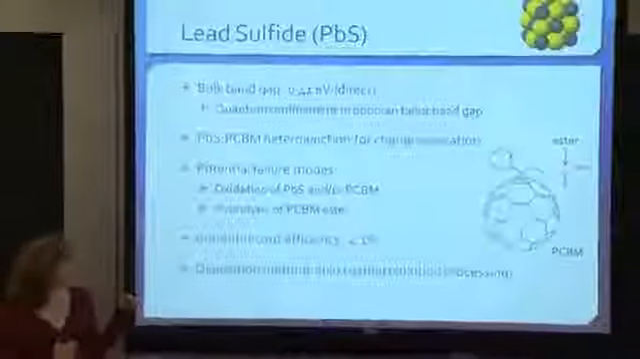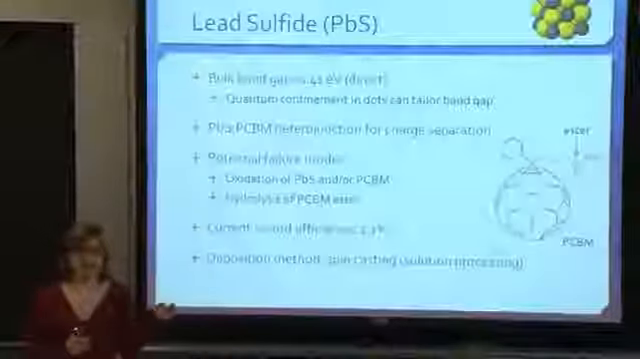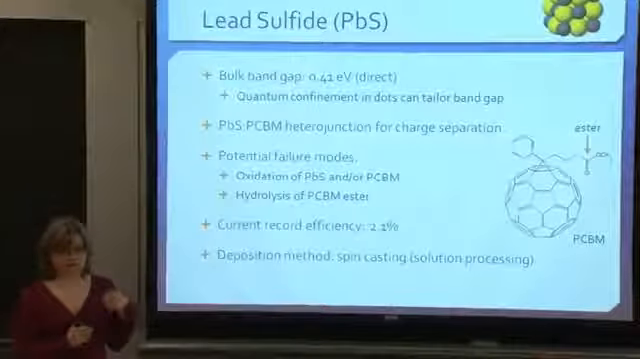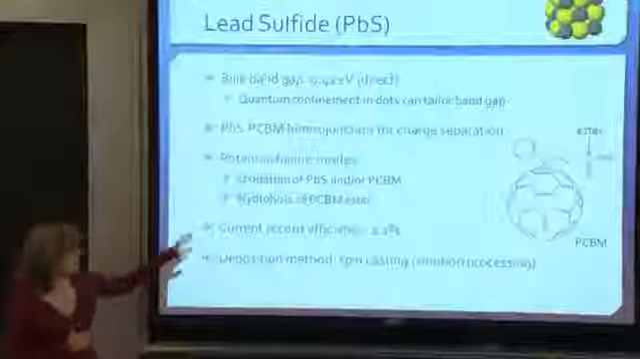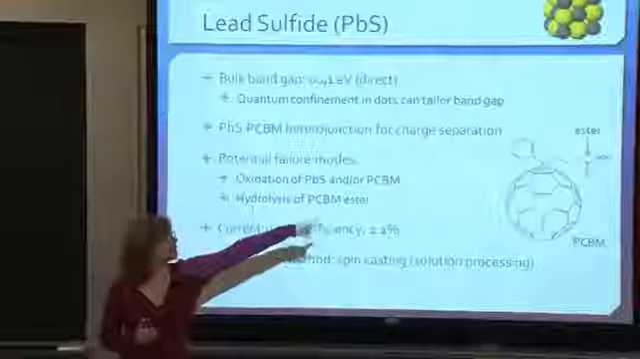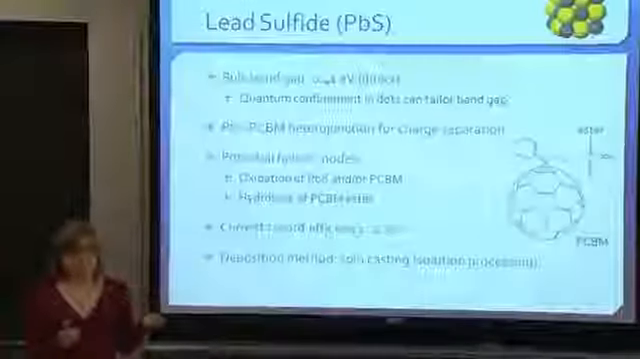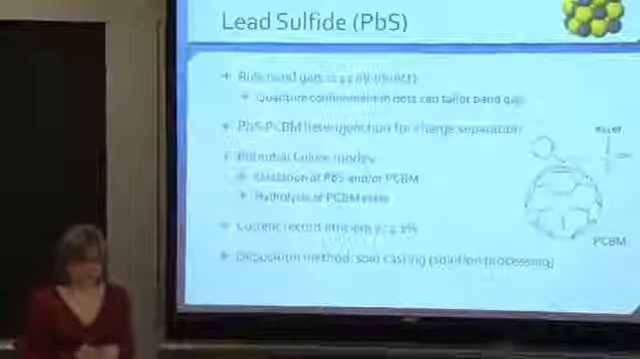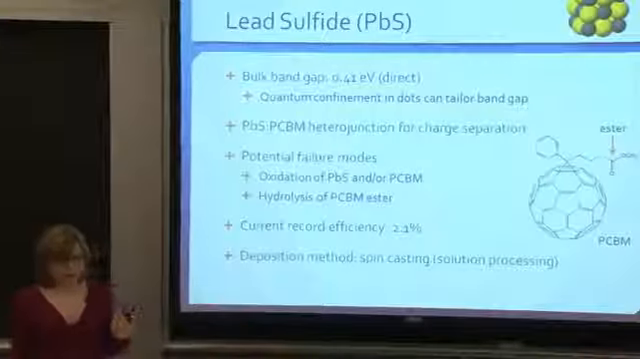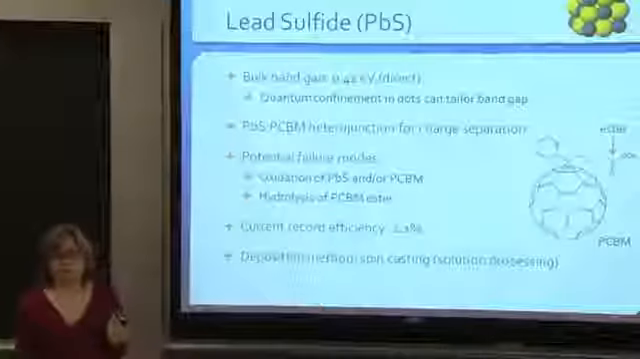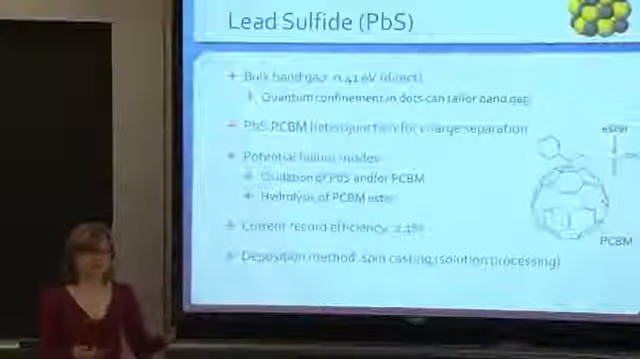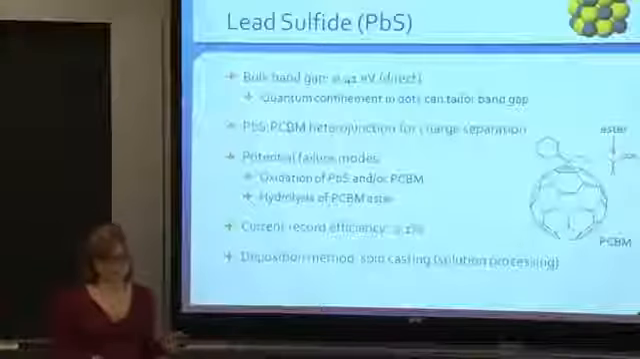With these materials, the major potential failure mode that we identified was oxidation of both the lead sulfide quantum dots and the fullerenes. And then there's also the possibility of hydrolysis of this PCBM ester group upon reaction with the EVA encapsulant material. That was something that we thought might be a problem. The current record efficiency for these lead sulfide quantum dot solar cells is only 2.1%. So more work needs to be done in improving that efficiency.